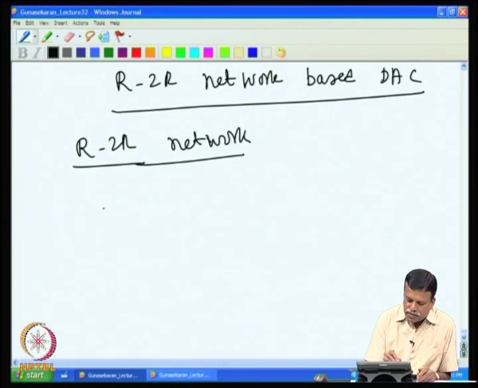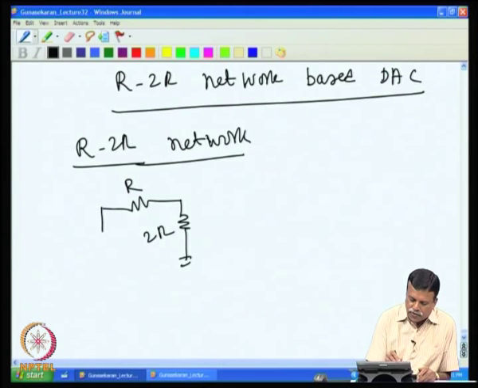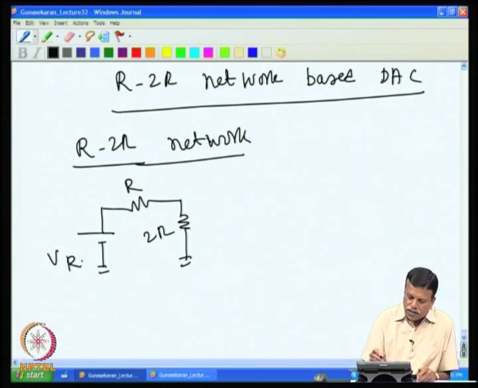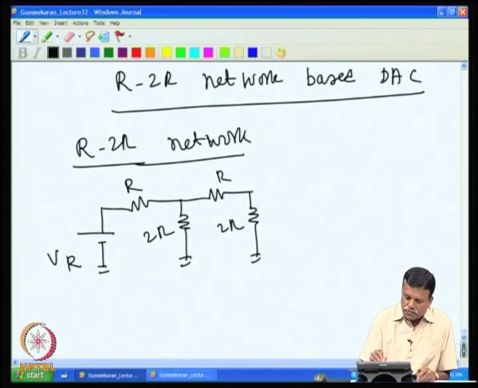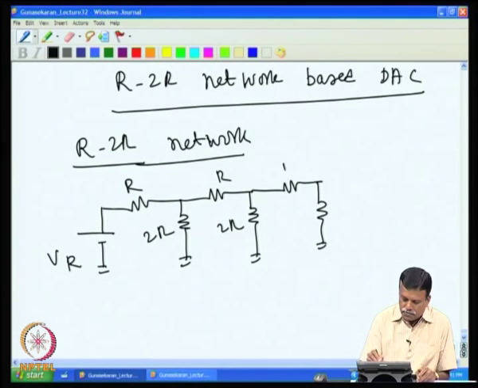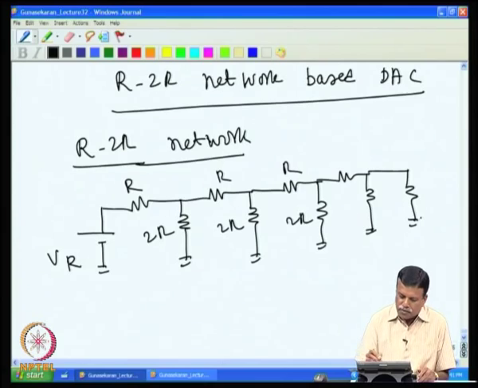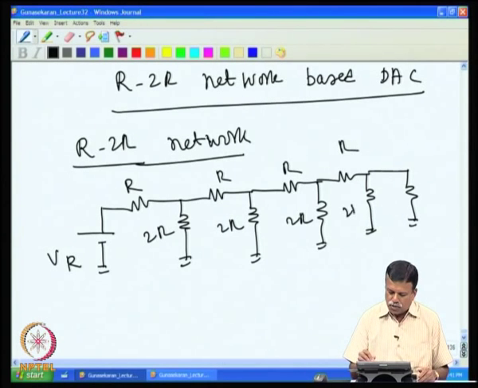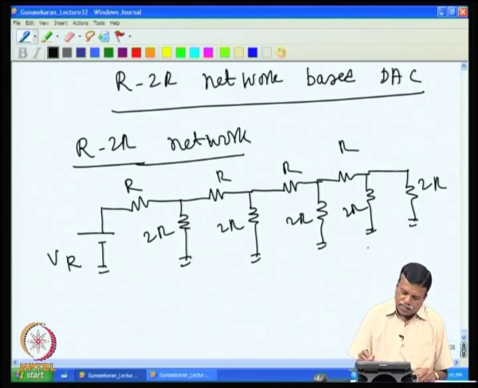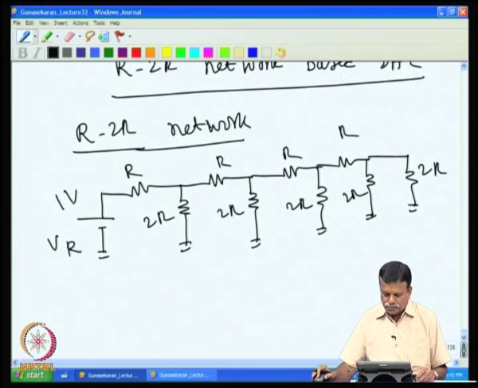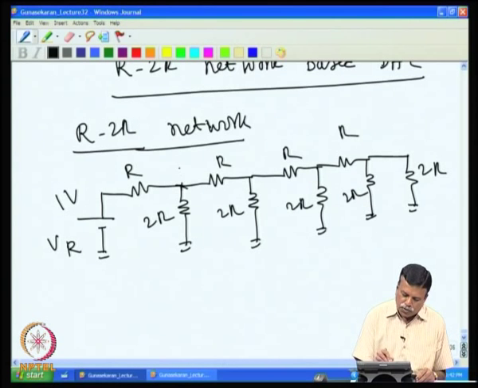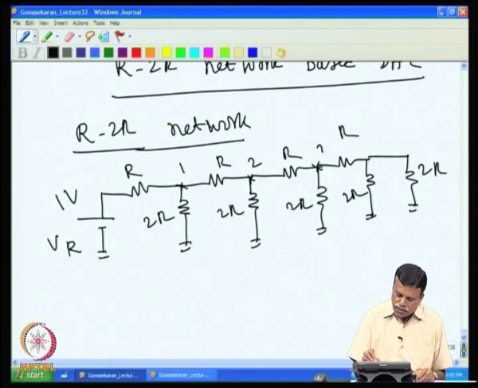In the R2R network, for example, we can have R and 2R, and I can have a reference here, V reference. Then I can have another R and then 2R, and lastly another 2R. For example, here I have R, then 2R, and then 2R. Assume that in this network we have here 1 volt. Now, if I have 1 volt at the input, then if I look at the nodes, node 1 and then node 2, then node 3, then node 4.